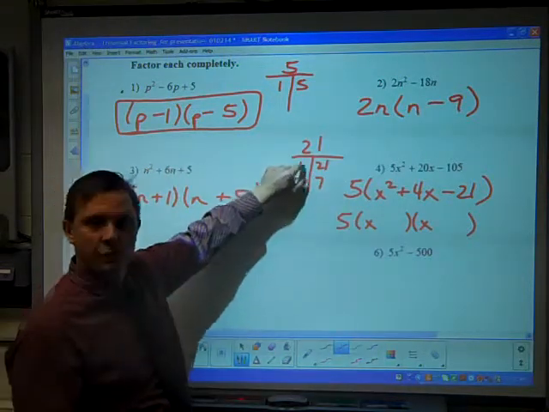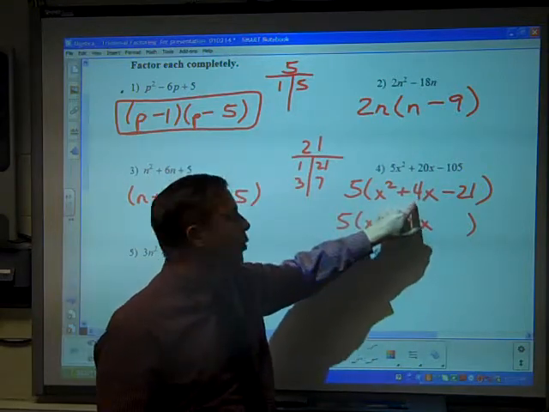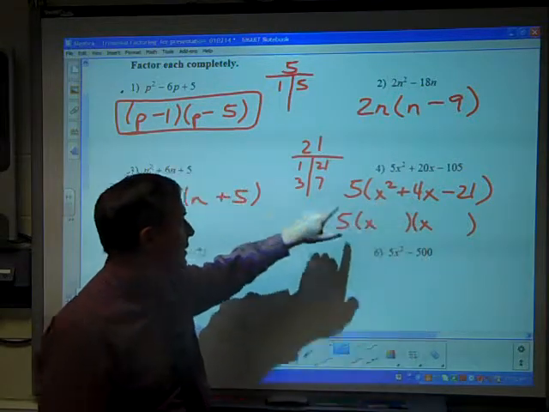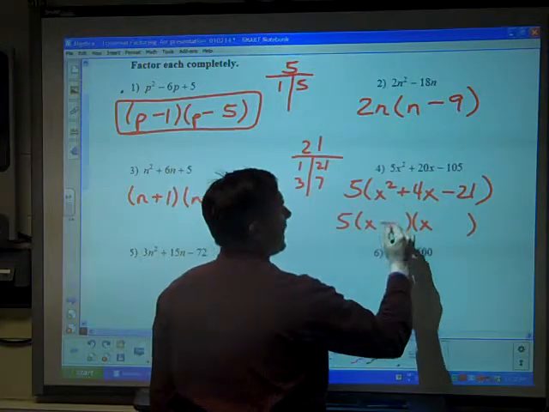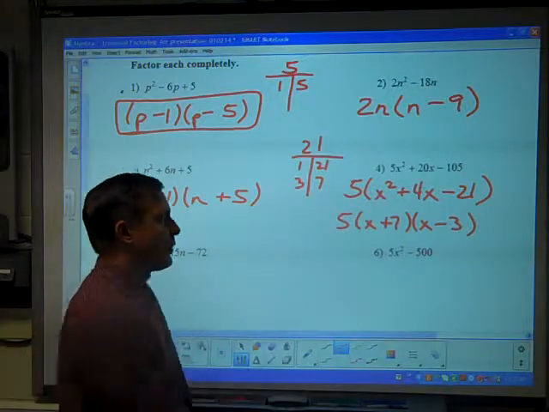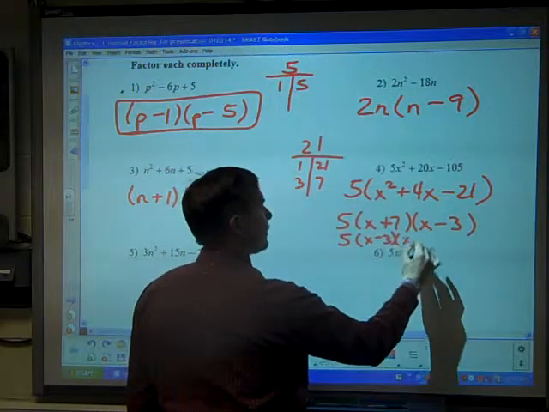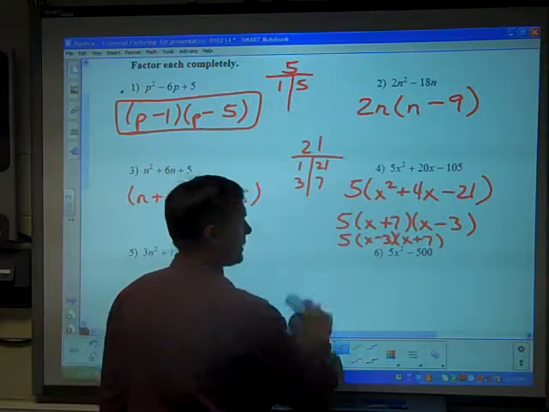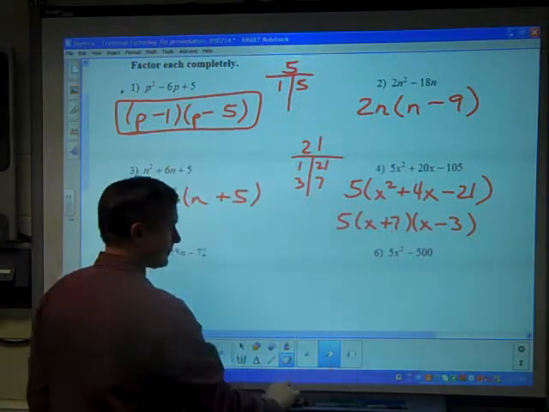Again, I check sums. 1 plus 21 makes 22. 21 minus 1 makes 20. I am looking for 4 because we factored out the 5. Well, that means 3 and 7 have to be my partners. I'm looking for a positive 7 and a minus 3. And I can check this by multiplying. And again, I can write it any number of ways because I can multiply in any order. I could rewrite it this way, with the x minus 3 binomial first. It doesn't matter.